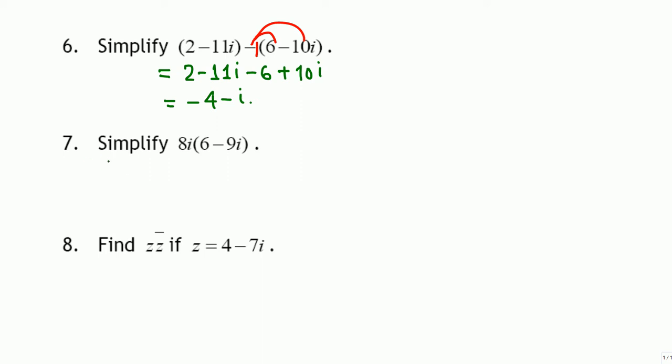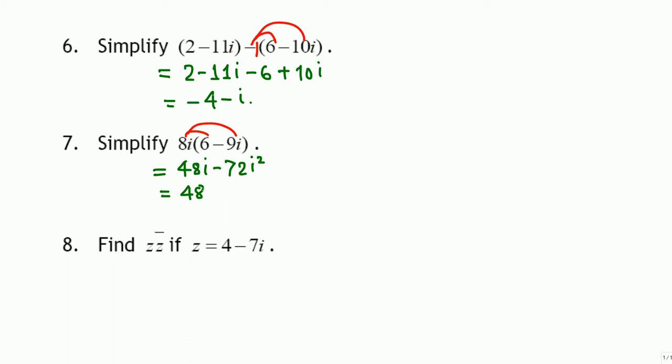Okay. Number 7, 8i times the quantity 6 minus 9i. So basically we just distribute 8i. So 8 times 6, 48i, minus 8i times 9i. 8 times 9, 72, i times i, i squared.